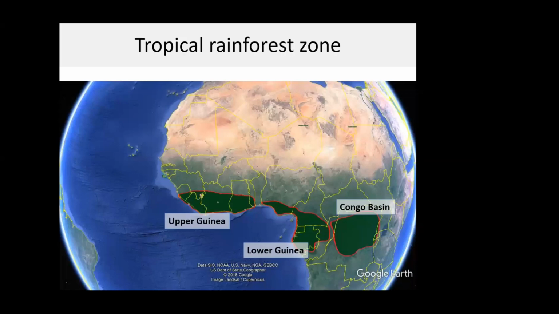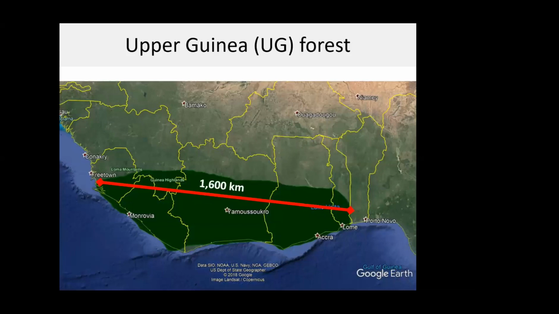So the last topic, or the last example, takes me back to West Africa, a region that I really love very much. Working in the tropical rainforest zone of Africa, which extends from the Congo Basin, as we know, through the lower Guinea rainforest and into the upper Guinea rainforest, which is what occurs in West Africa. So I'm going to focus on the upper Guinea forest.